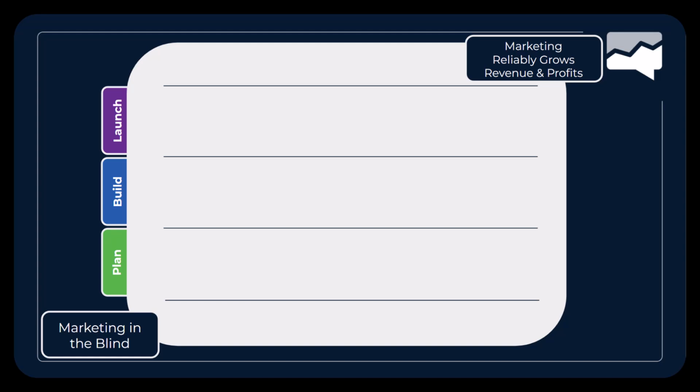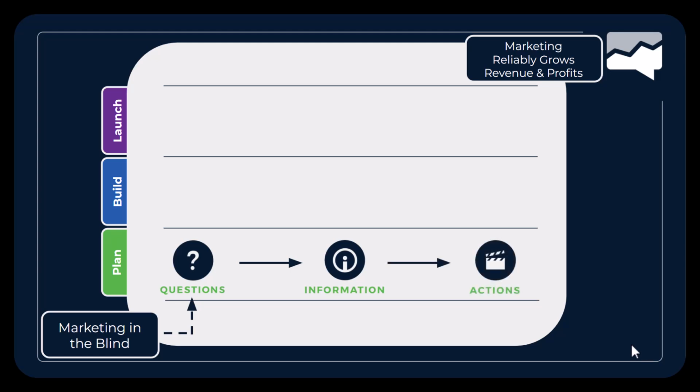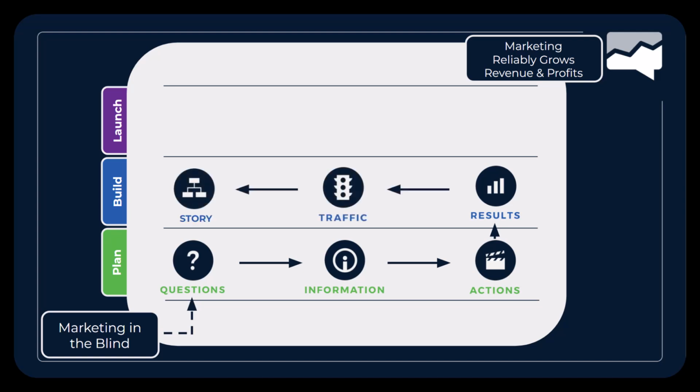In order to do that, there's a strategy behind this. It's so simple. All you have to do is plan, build, and launch. And in your plan, you have to understand what questions you have, the information you need to answer those questions, and then the actions you need to take based off of the results of that information. Then in your build, you go through results, traffic, and story, understanding the results and then tying it to traffic and then building and understanding the story.